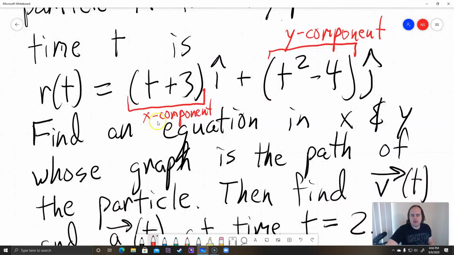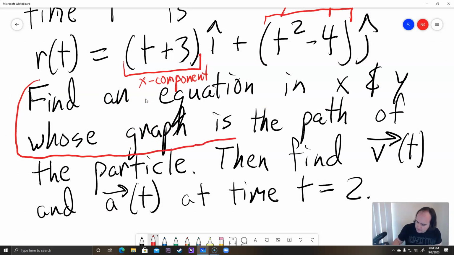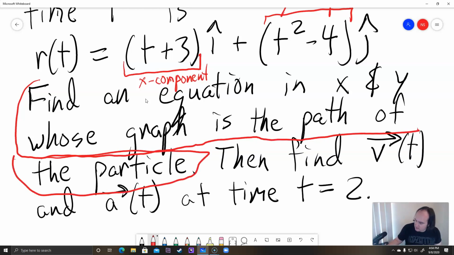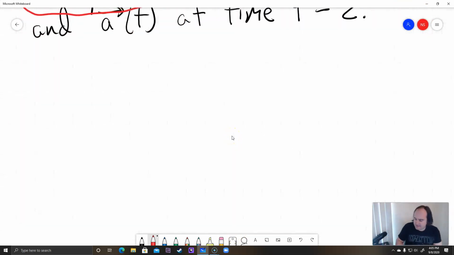The reason it's important that you realize which is the x component and which is the y component is that they want us to find an equation in x and y. So they want us to get rid of t. What they're really asking us to do is eliminate t, because they want an equation in x and y. So how do we get rid of t? We have to eliminate t.